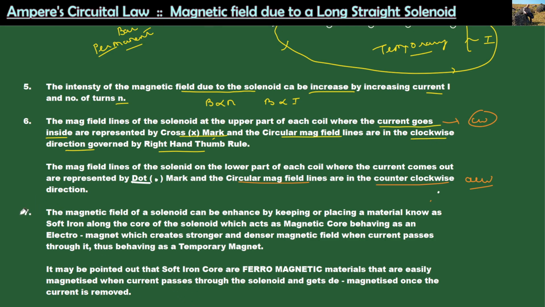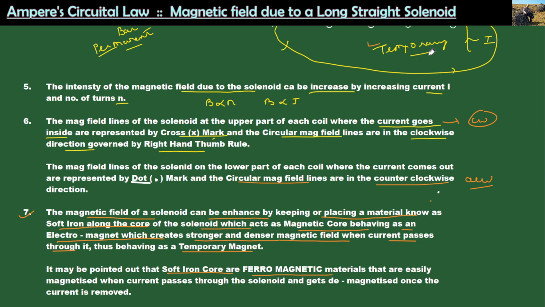Then I have explained to you why we keep a soft iron core. The magnetic field of a solenoid can be enhanced by keeping a material known as a soft iron core. And this soft iron core acts as what? A magnetic core, behaving as an electromagnet, which creates a stronger and denser magnetic field when current passes through it, thus behaving as a temporary magnet. This soft iron core is also known as a ferromagnetic material, and these ferromagnetic materials can be magnetized.